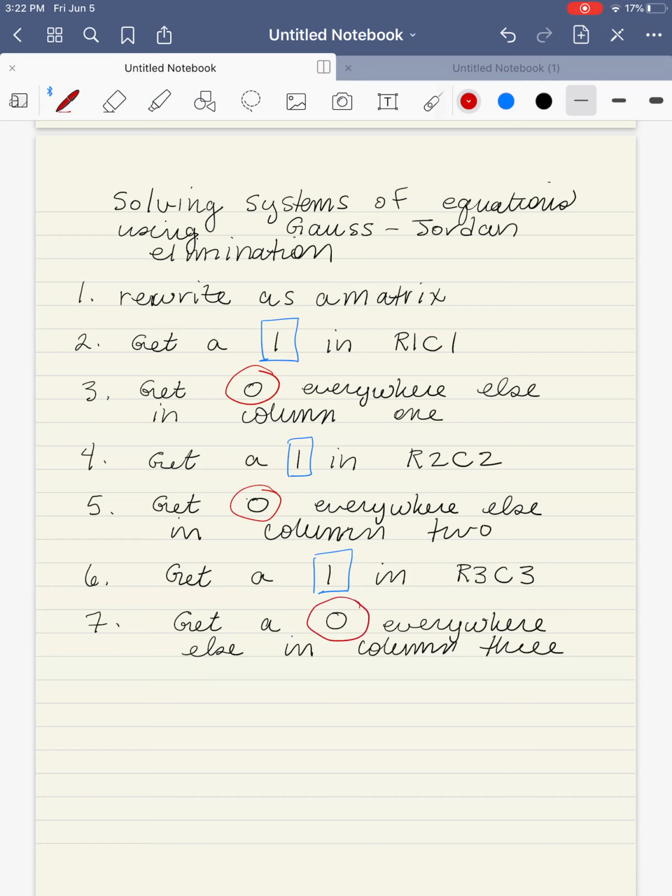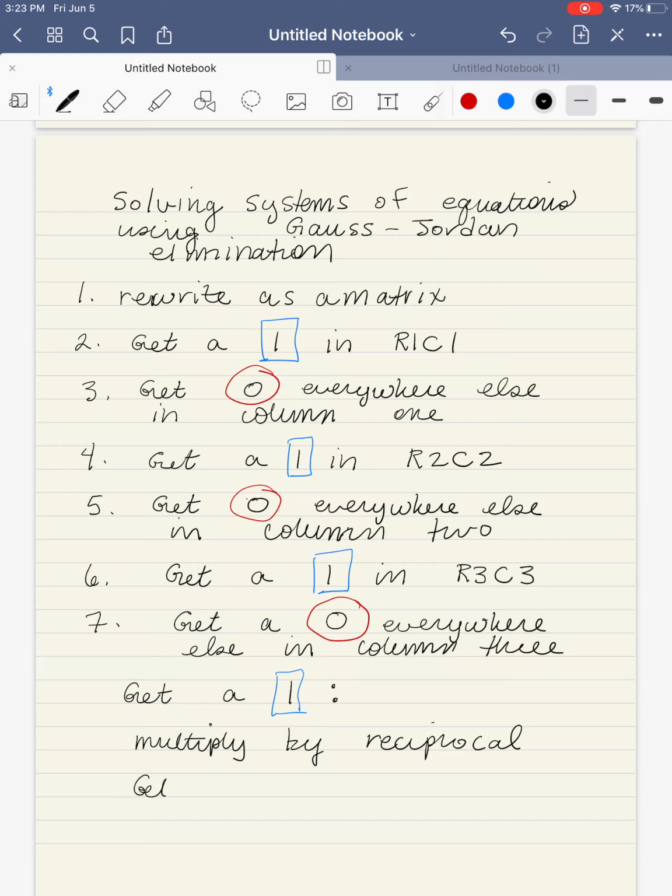And notice I'm kind of color coordinating this. Get a 1, get a 0, get a 1, get a 0, get a 1, get a 0. We're actually going to see that we're going to have to get 2 zeros each time, but we're doing the same thing every time. We're always going to get a 1 by multiplying by the reciprocal of the number we're trying to get to be a 1. So if it's 5, we multiply by 1/5. If it's 2/3, we multiply by 3/2. If it's negative 3/4, we multiply by negative 4/3, and so on, because that gives us a 1 every time.